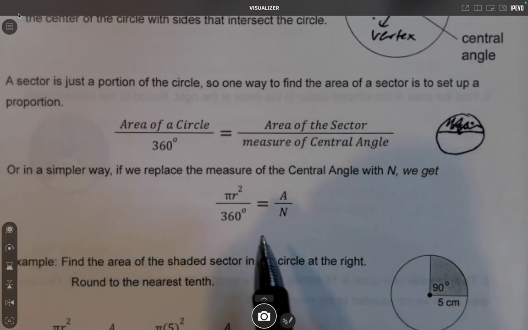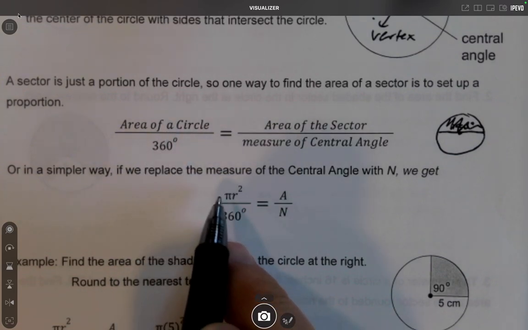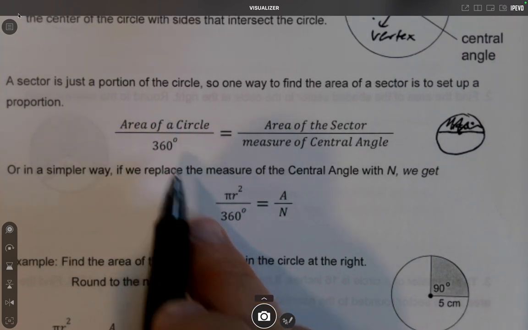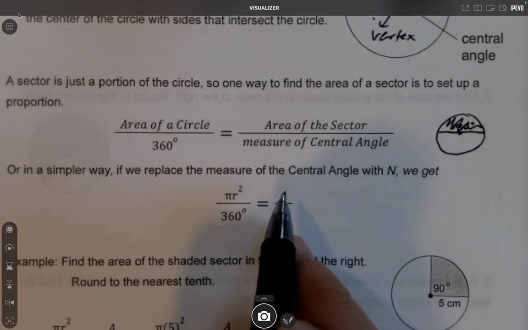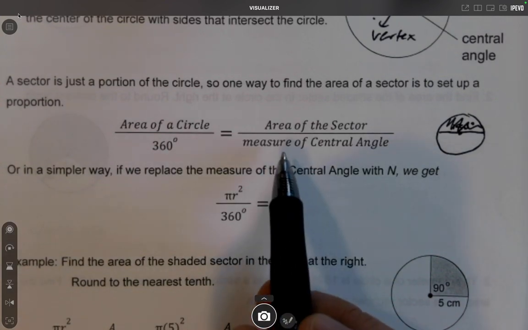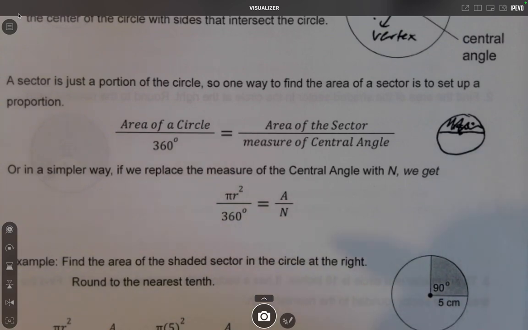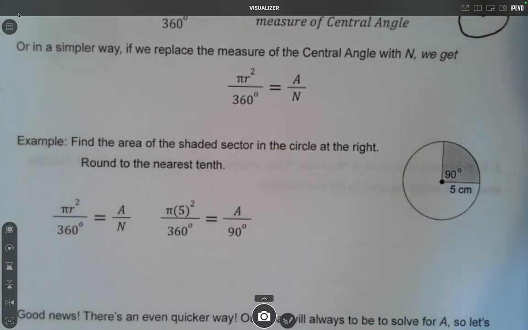So the simpler way to use this, we just plug in the formulas. Area of a circle is pi r squared. 360 never changes. The area of the sector we're looking for, we'll just call A, because that's what we're trying to find. And then the measure of the central angle, and that'll be provided in all the problems. It'll change from problem to problem, but it's provided.